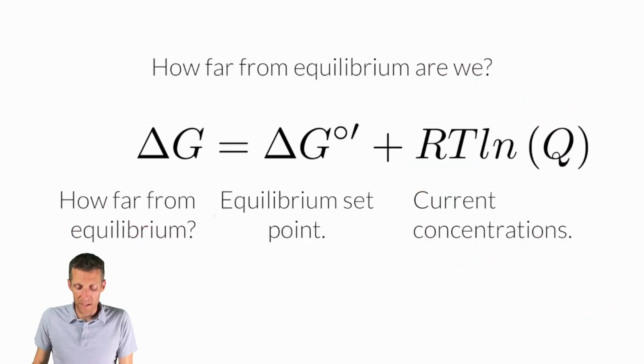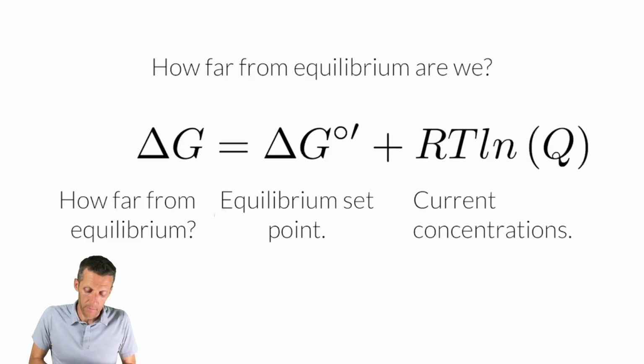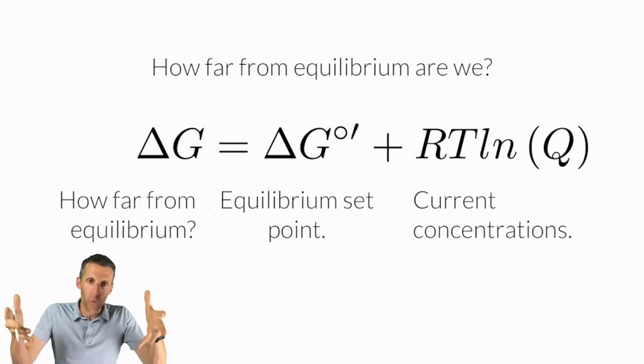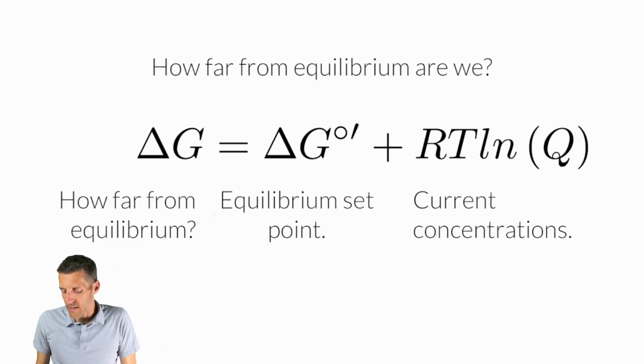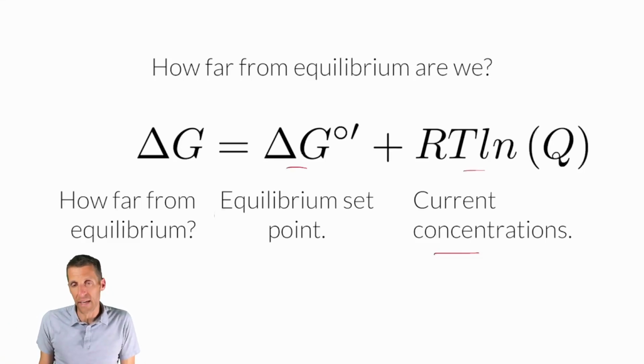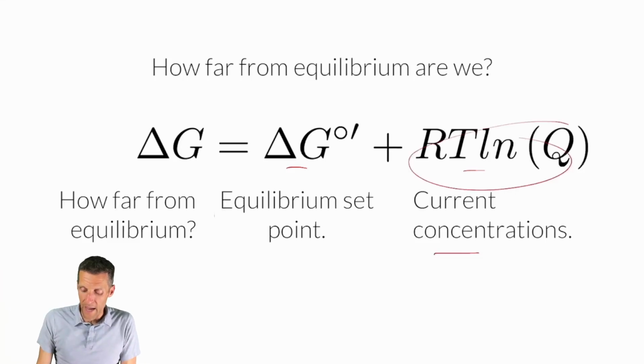We can put it more schematically here: delta G is measuring how far we are from equilibrium at this moment in time. Delta G naught prime is the equilibrium set point. What would equilibrium be if we could get there? It's one way to think about it at least. And this is our current concentrations. When these two exactly offset each other, you're at equilibrium. When this number does not match this number, you're out of equilibrium.